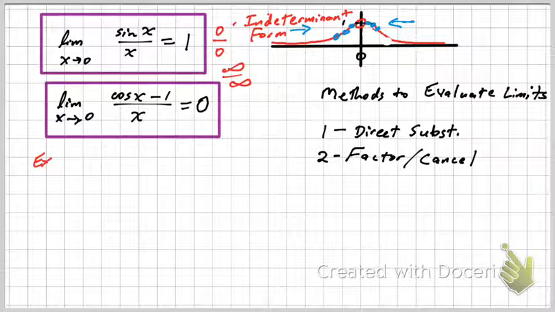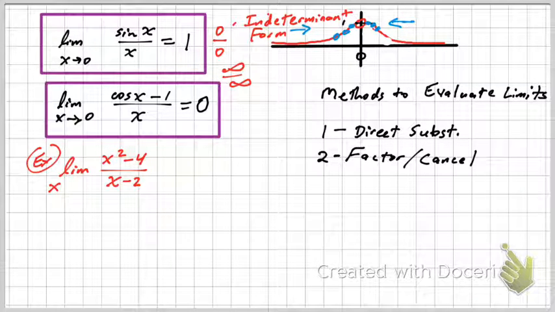Here's an example of factor cancel. X squared minus 4 over x minus 2, the limit as x approaches 2. If you put 2 in, does that give you 0 over 0? Okay, 4 minus 4 is 0, 2 minus 2 is 0. So yes, that gives me 0 over 0.